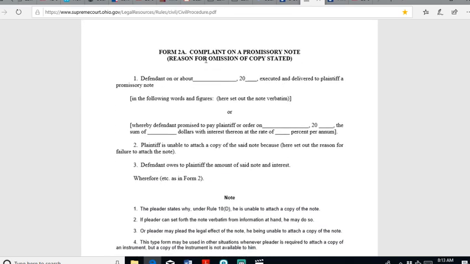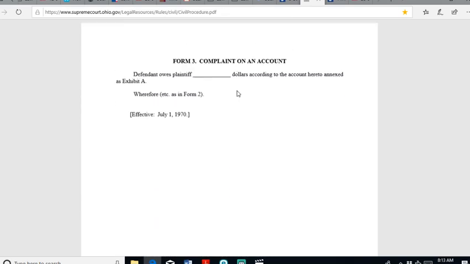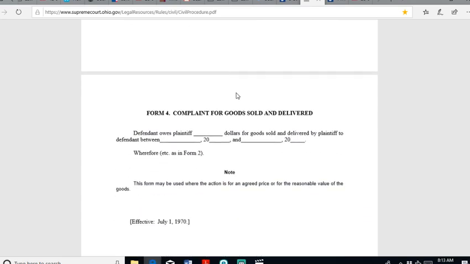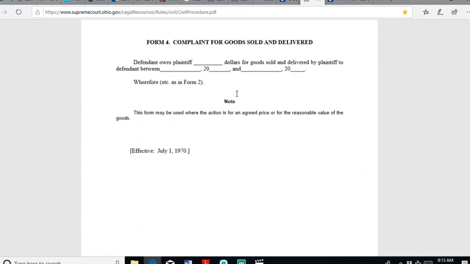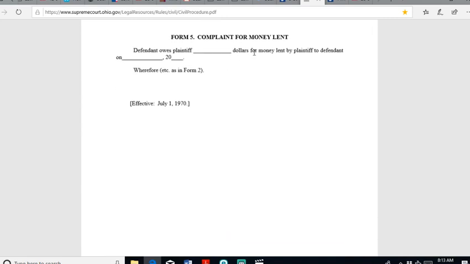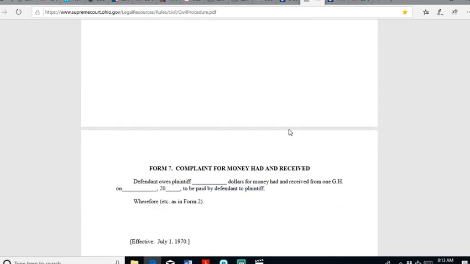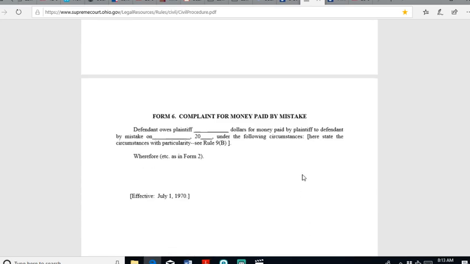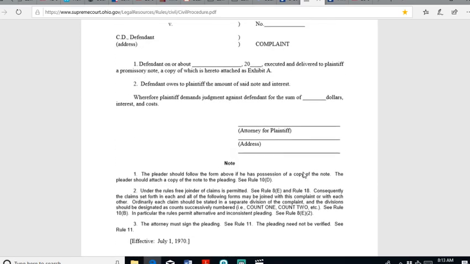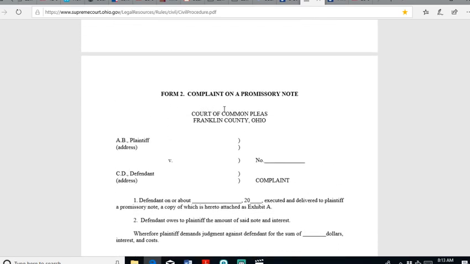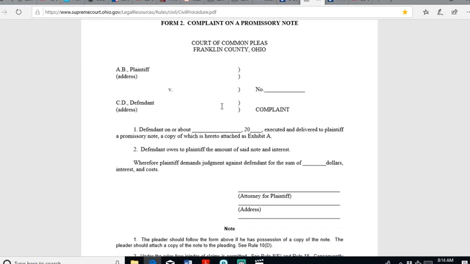They have a lot of different forms of complaints that you could probably look up within your state under your civil rules and procedures. This is a complaint for money lent. This is a complaint for paying money by mistake. It's all types of complaints that you can file. They've got plenty of forms if you live in my state. This is Ohio's civil rules and procedure. This is their form, so this is just an example.